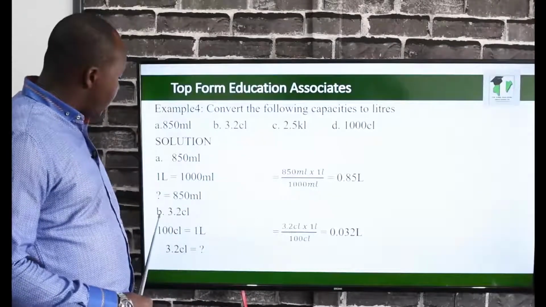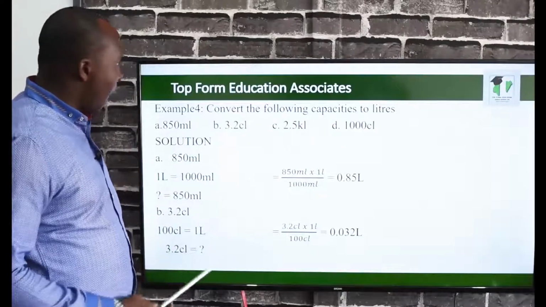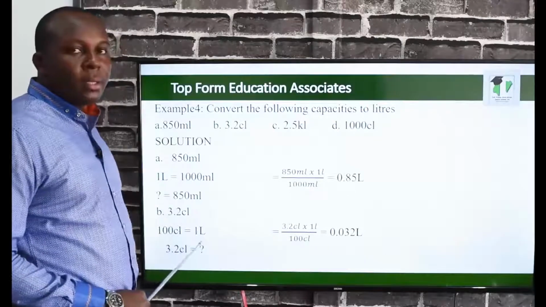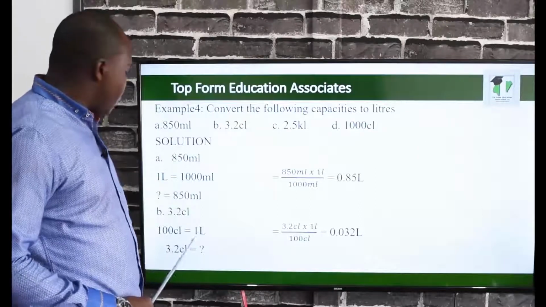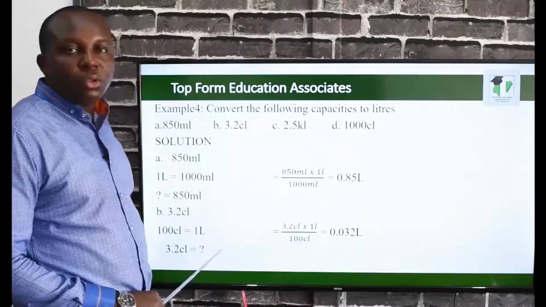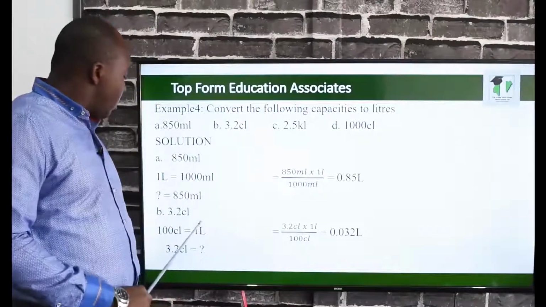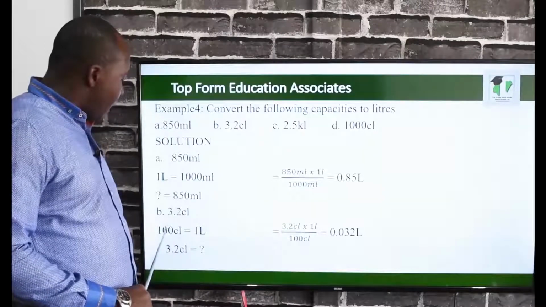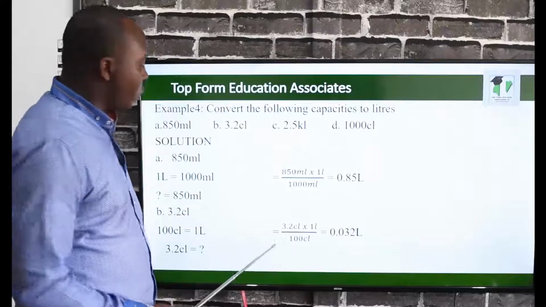The next one is this: B, 3.2 cl to liters. 100 cl equals 1 liter. So 3.2 cl equals unknown. So we cross multiply again and we divide. This 3.2 cl we multiply by 1 liter, and then 100 cl we multiply by the unknown. We now divide to get what we are looking for.